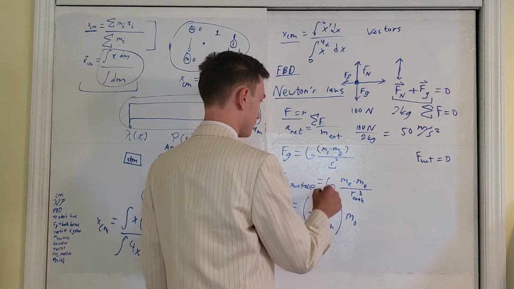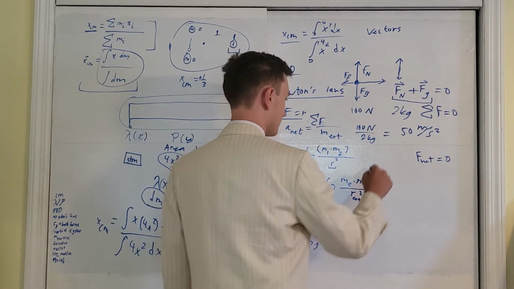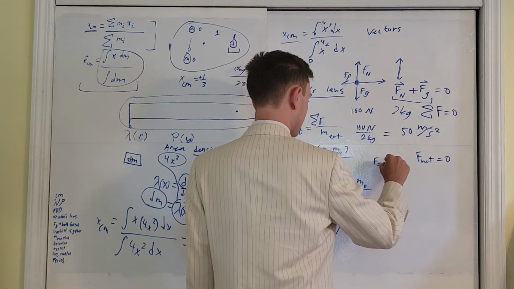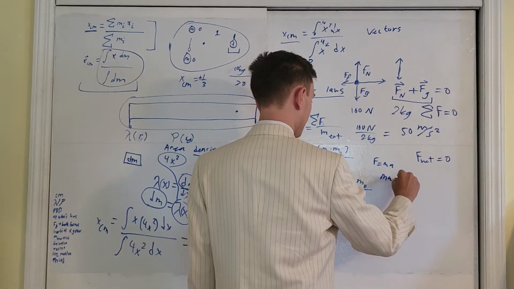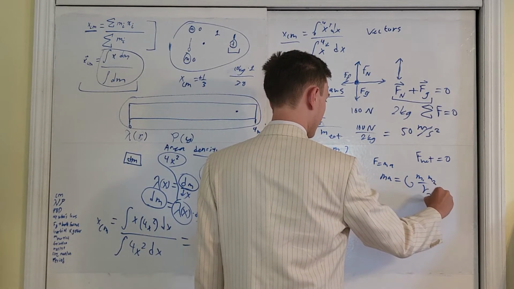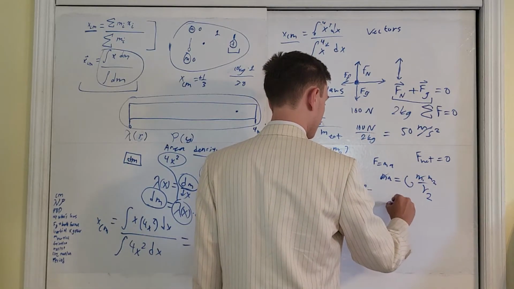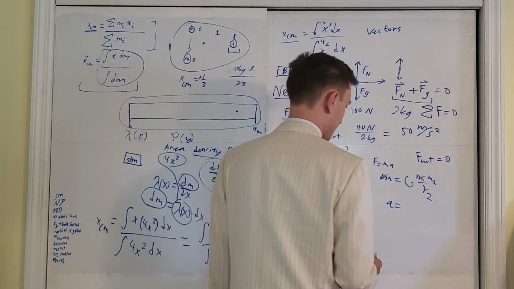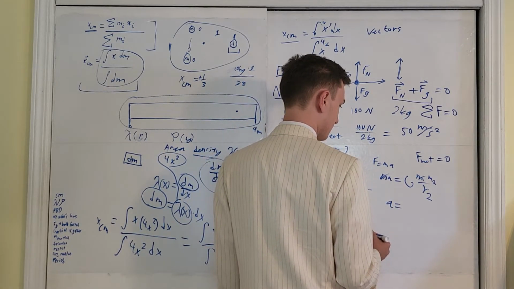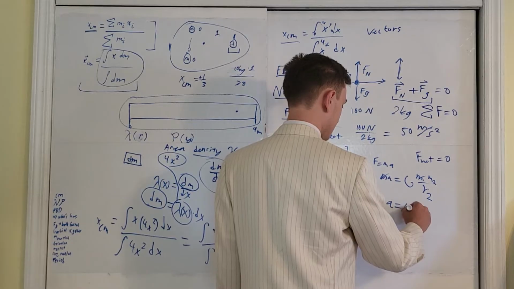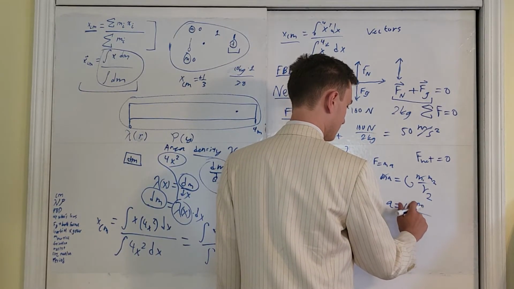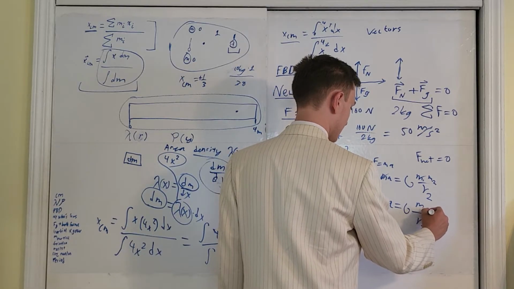If Fg equals g m1 m2 over r squared, and F equals ma, then we can say ma equals g m1 m2 over r squared. We can eliminate a mass from both sides, and we can say that the acceleration from the force of gravity on any given planet at any given radius is equal to g m2 over r squared, where m2 would be the mass of the planet.